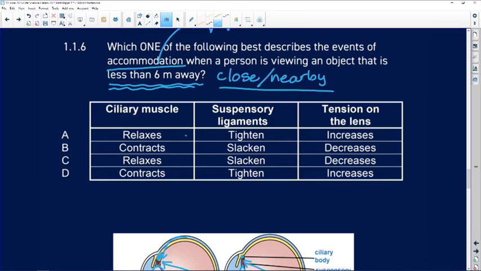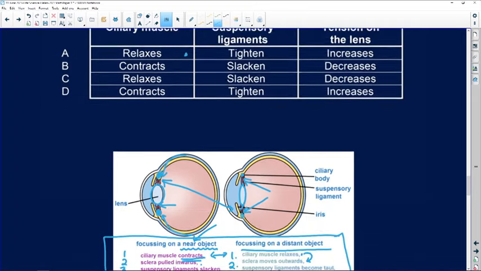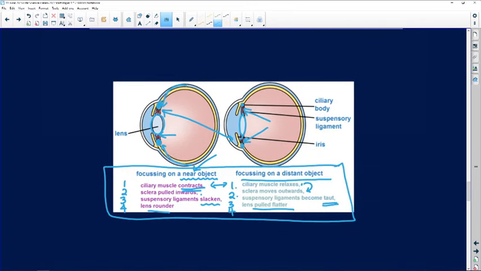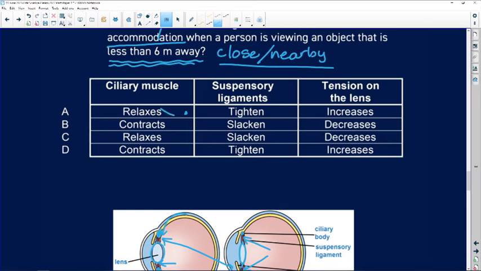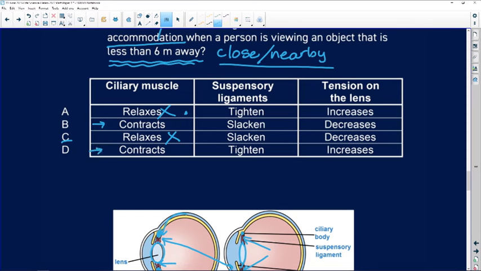The ciliary muscle relaxes. Let's go down to our explanation here. We said when we're focusing on a nearby object, our ciliary muscle contracts because it's got to pull that sclera inwards. So that alone already tells us that option A is incorrect. And if option A is incorrect, option C must also be incorrect, because we can rule out the ciliary muscle relaxing from any of our options. And so we're left with B and D, where we know the ciliary muscle contracts.